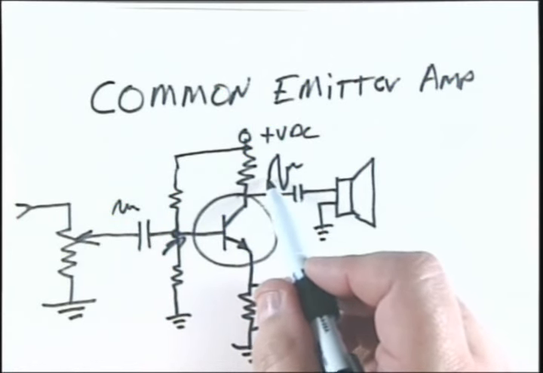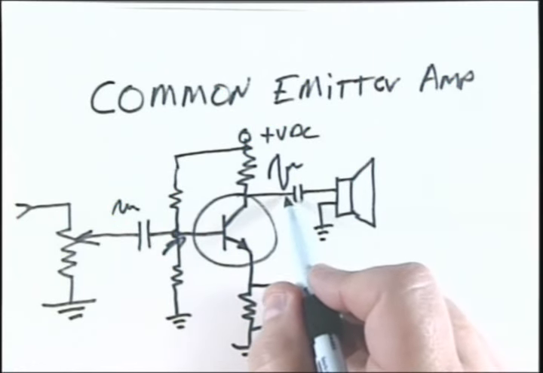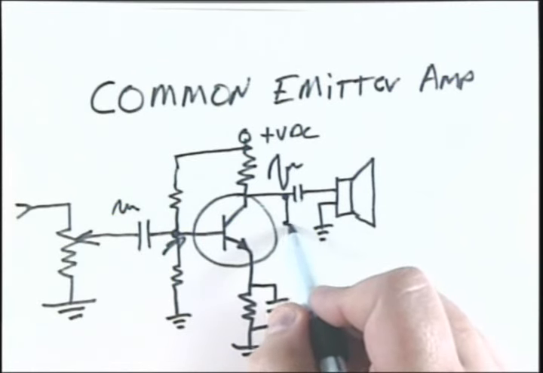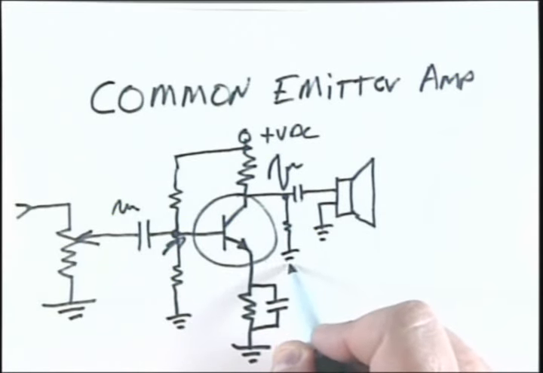I could also put a dropping resistor here to bias my transistor further and allow the signal to be fed to the speaker better.